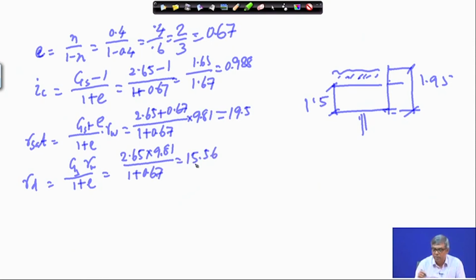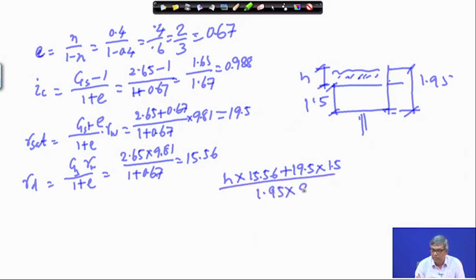Now we have to find how much weight is coming. Suppose this height is h. So h into 15.56 is the weight, plus gamma saturated 19.5 into 1.5, and the water pressure, which is 1.95 into gamma w, 9.81. This is actually disturbing, causing the flow of sand along with water, and the other is resisting. The resisting over the disturbing should be the factor of safety, which is 2.5.